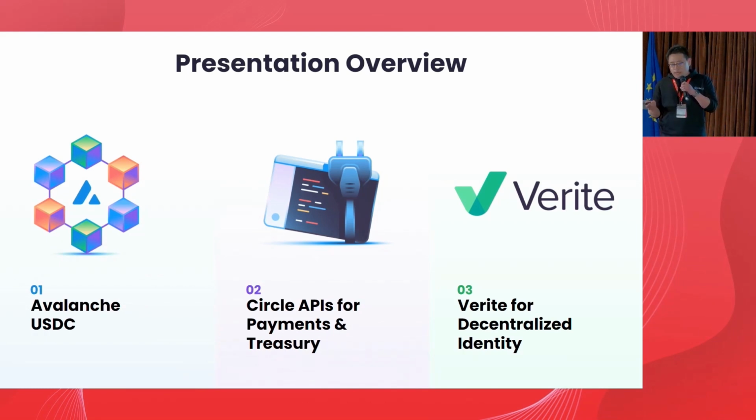And then at the end, we're going to talk about Verite, which is a decentralized identity protocol. It's an open protocol, and it's built with components from a lot of open standards. Basically, there's no lock-in, and anybody can implement a component of that protocol and be part of the protocol. And I'll talk about that.